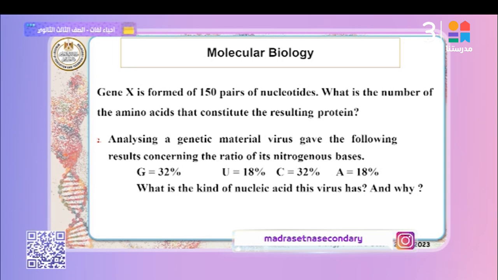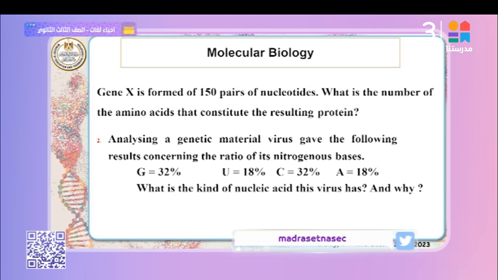Gene X is formed from 150 pairs of nucleotides. What is the number of amino acids in the resulting protein? 150 minus 3, divided by 3, gives us the number of amino acids. Why? Because this is the number of nucleotides, which contains the stop codon.